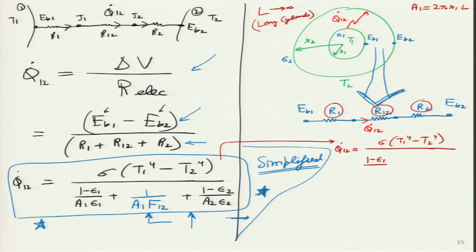Both cylinder 1 and 2 are very long. Similarly, area 2 I will get as 2 pi r 2 into L. So, this problem is not very tough, it will just require a lot of cancelling out. Maybe as an example I can solve it one time and then another time students can solve it. Then this one will be 1 by A 1 into F 1 2.